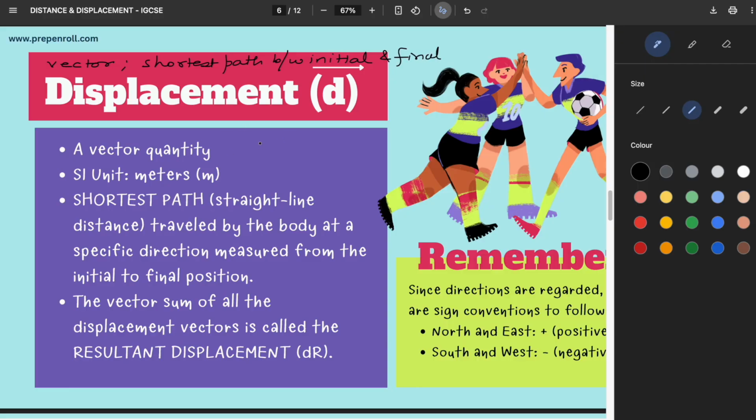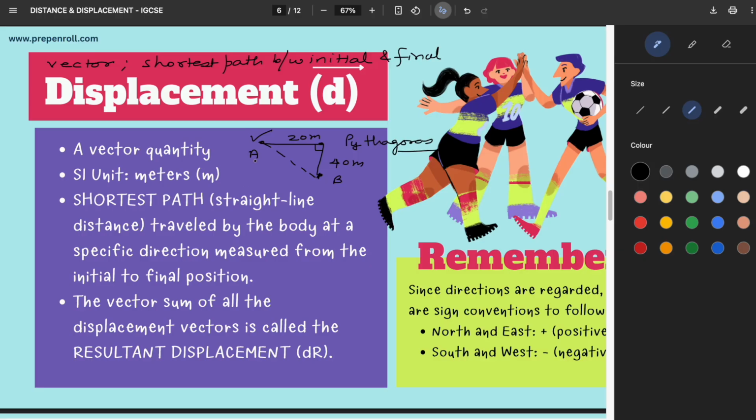What I mean by that: suppose you went from A to B covering 20 meters, and then you covered 40 meters in this direction. So what is your initial point? A was your initial point, B was your final point. If I can calculate A to B, that becomes my displacement. Now it forms a right angle triangle, so I could use the Pythagoras theorem.